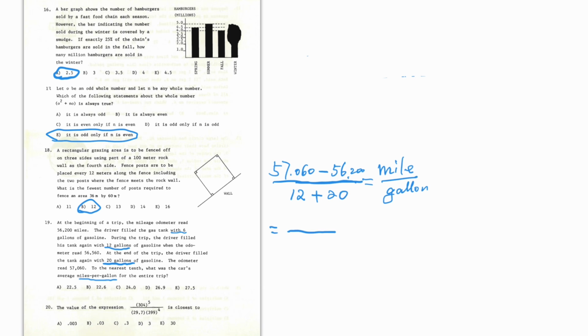Distance is 860. So 860 divided by 32 equals 26.9. The answer is D.